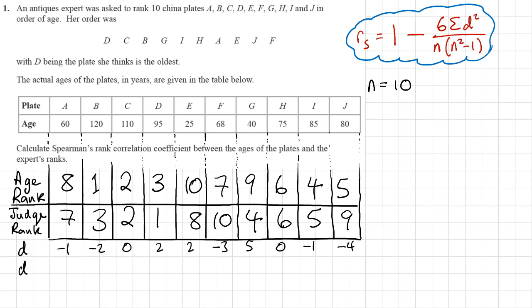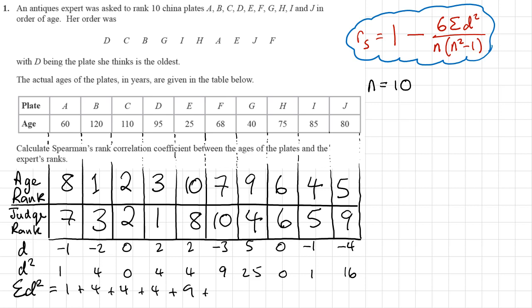Then we want those differences squared, so we've got 1, 4, 0, 4, 4, 9, 25, 0, 1, 16. So the sum of those differences squared is going to be 1 plus 4 plus 4 plus 4 plus 9 plus 25 plus 1 plus 16. That gives a total of 64.